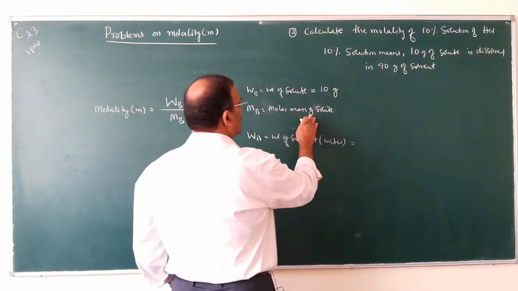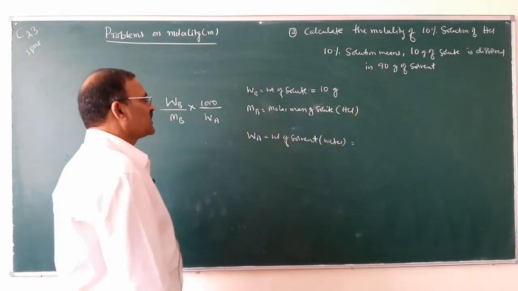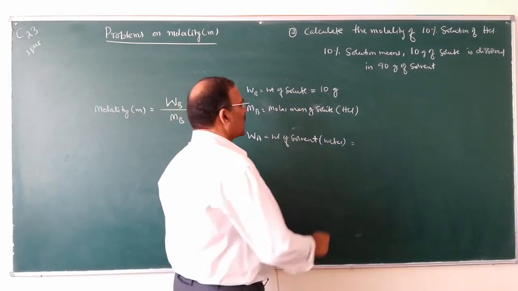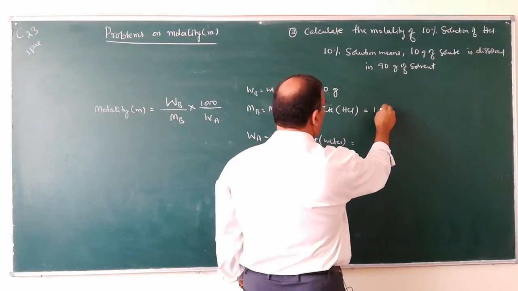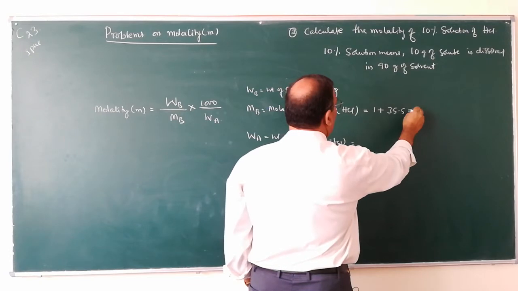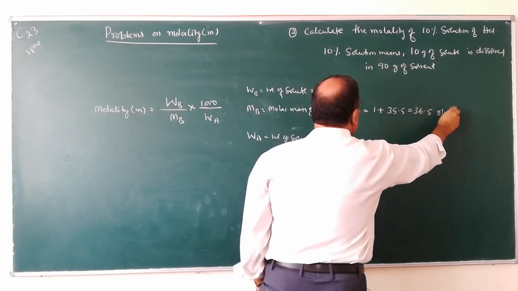MB, molar mass of solute. Here, molar mass of solute. Which is the solute? HCl is the solute. How to calculate molar mass? Atomic mass of hydrogen equals 1 plus atomic mass of chlorine is 35.5, that is equal to 36.5 gram per mole.